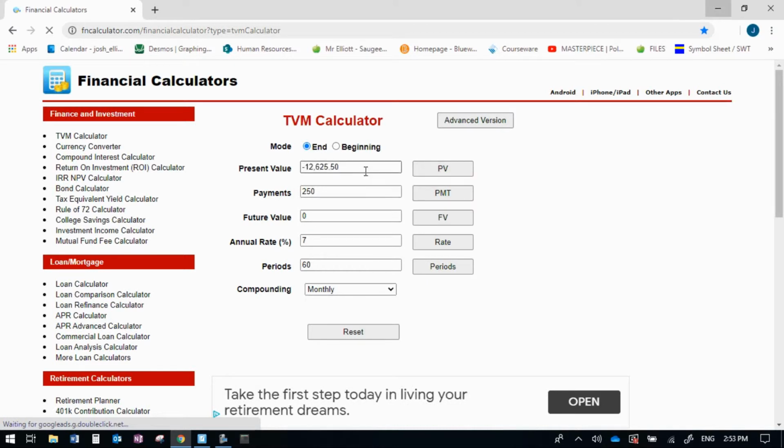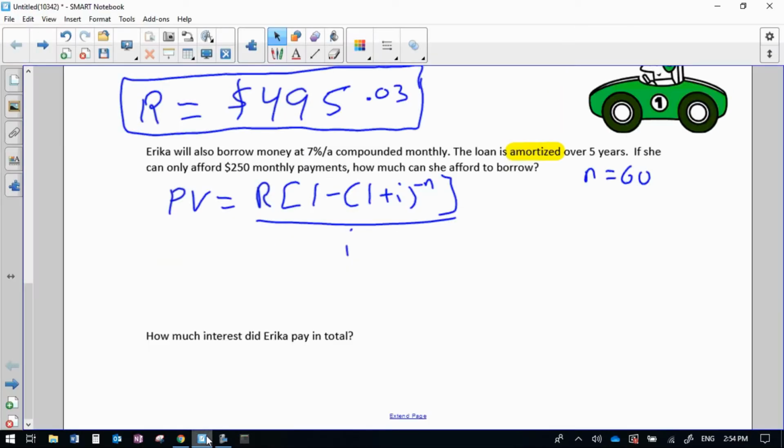Click solve. We get $12,625.50. Now it gave you a negative answer. If you want to make it a positive answer, put the payments as negative. It'll give you a positive answer that time. So that's how much Erica can afford.